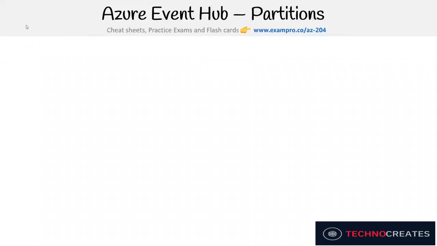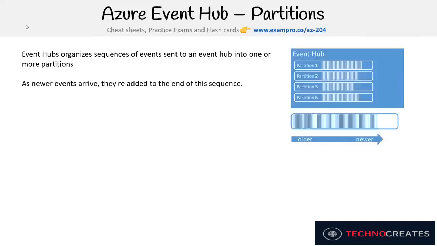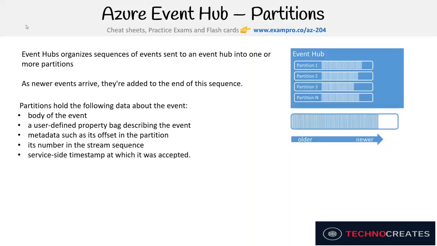Hey, this is Andrew Brown from Exam Pro, and we are looking at partitioning, or partitions, for Event Hub. Event Hub organizes sequences of events sent to an Event Hub into one or more partitions. As new events arrive, they're added to the end of the sequence. So the idea is that you have those partitions, olders on the left, newers on the right. Partitions hold the following data about the event: the body of the event, a user-defined property bag describing the event, metadata such as its offset and its partition, its number in the stream sequence, and service-side timestamps at which it was accepted.